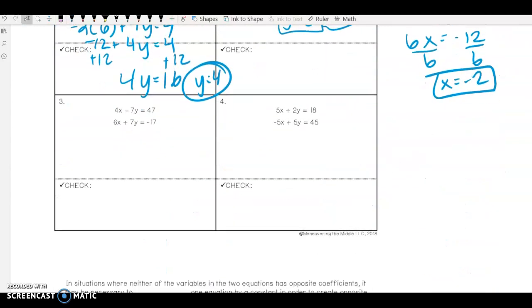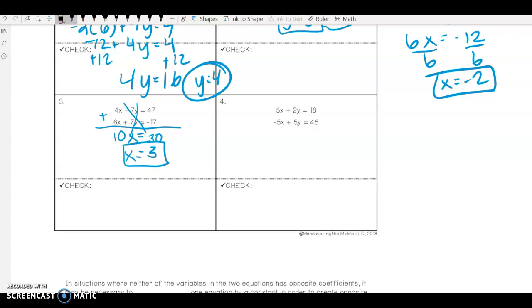Down below, number 3, line up your variables. Put a plus sign. I see my x's line up, my y's line up, and then my numbers line up. My y's are going to eliminate because negative 7y plus 7y is 0. 4x plus 6x gives me 10x. Okay, 10x equals 30. Divide both sides by 10. X equals 3.